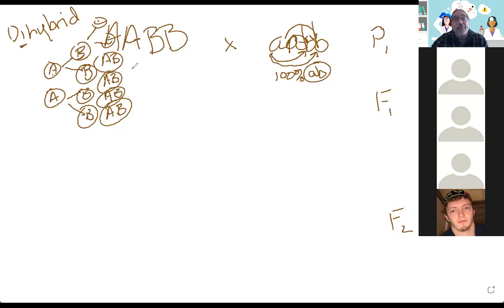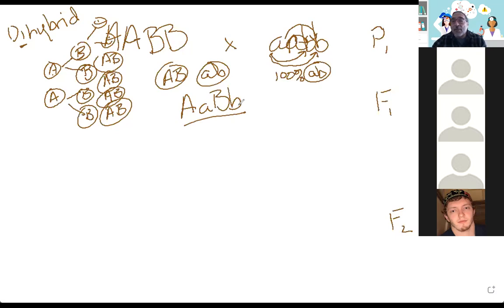So we know that our F1 population will always be a capital AB gamete combining with a small ab, which means that all of our F1 population are double heterozygotes. What's this mean in terms of our F2 population, where we're actually crossing two double heterozygotes?